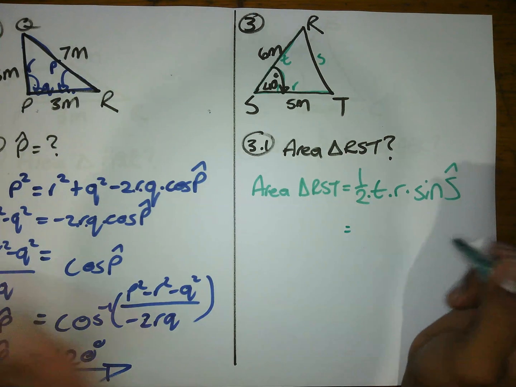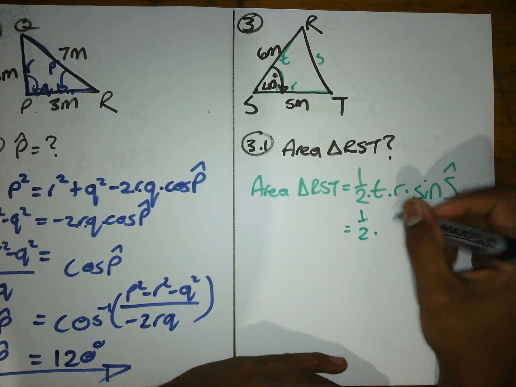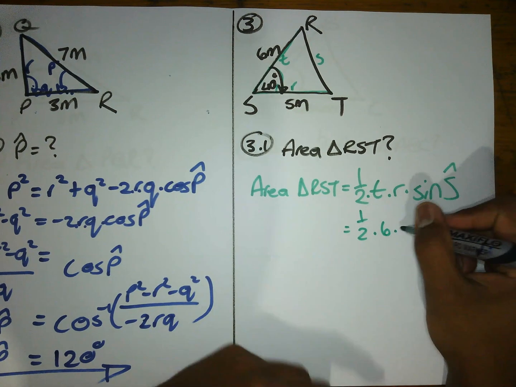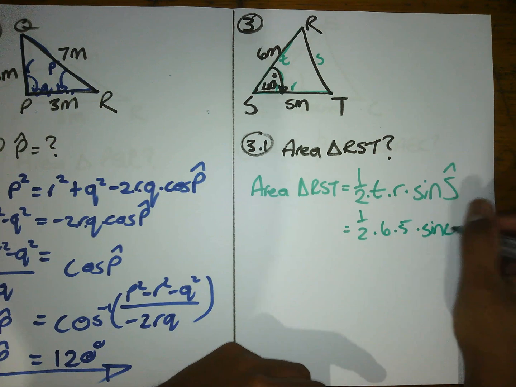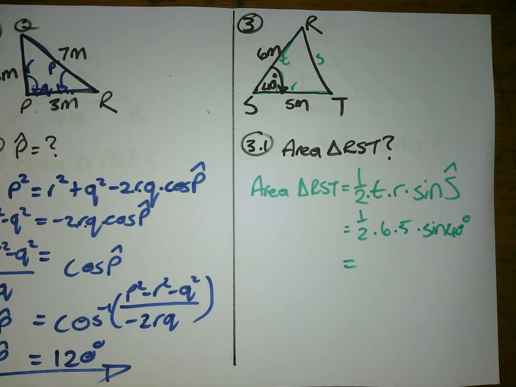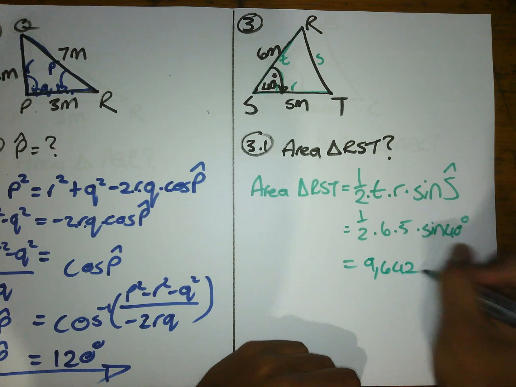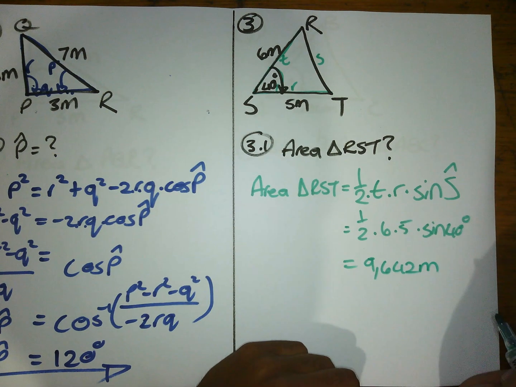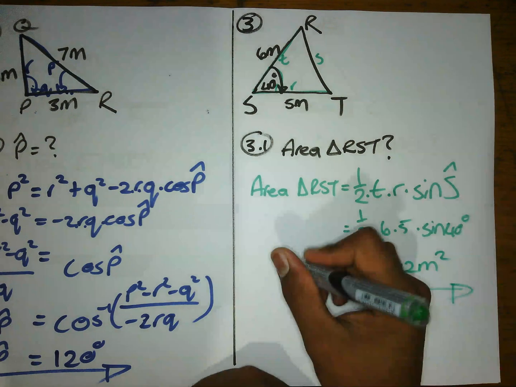So all I do now is substitute in. Small t is 6, small r is 5, and then sine of 40 degrees. Then I put it in my calculator, I make magic, and my answer is 9,642 meters squared. Because area is in meters squared.